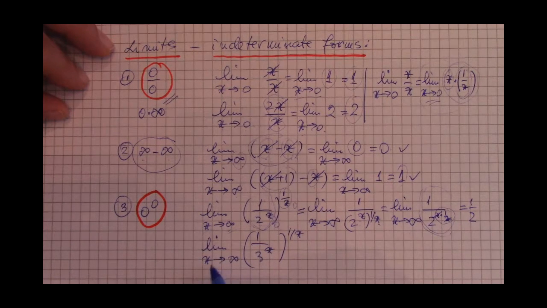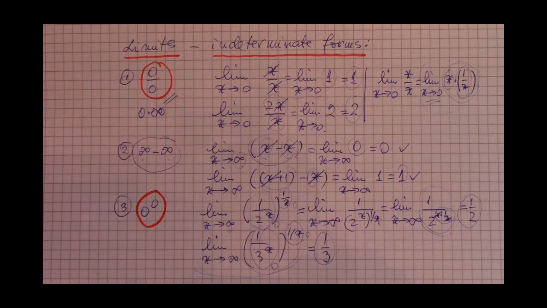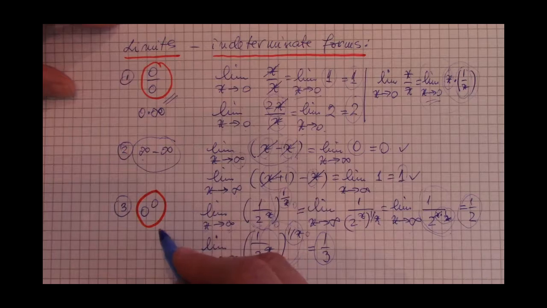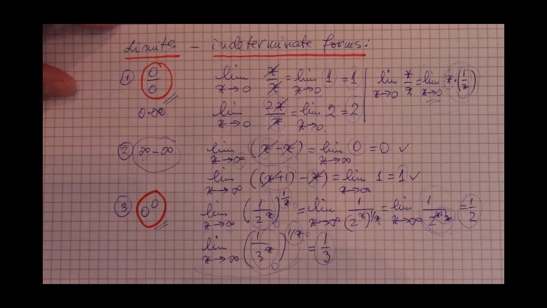Now if we do the exact same thing for this expression, applying the exact same algebra, we are going to get 1 over 3. So on one hand, to something that looks like 0 to the power of 0, we were able to associate the value of 1 over 2. On the other hand, to some other expression that still looks like 0 to the power of 0, we were able to associate the value of 1 over 3. So this is why 0 to the power of 0, generally speaking, is not determined.